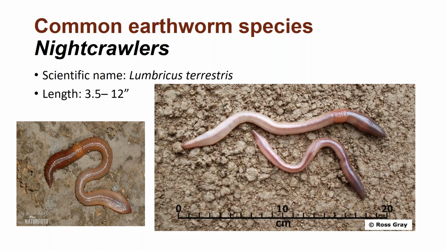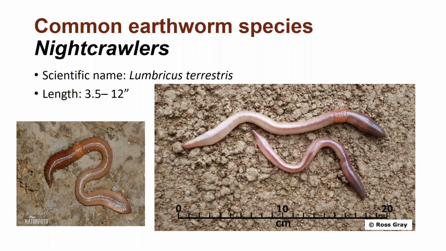We have Lumbricus terrestris, which is the nightcrawler. It's one of the largest species we have here, and it has this reddish coloration, if you see here, right? And it has this clitellum. It's not too close to the head. It's very important because we will identify another species a little bit later, and it's different.